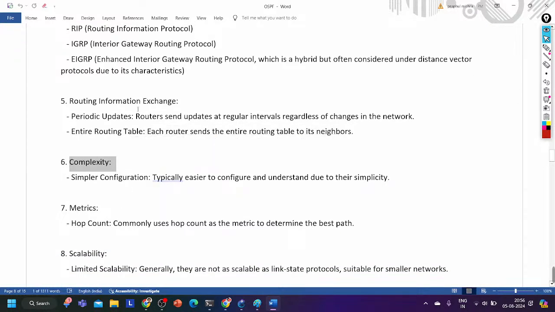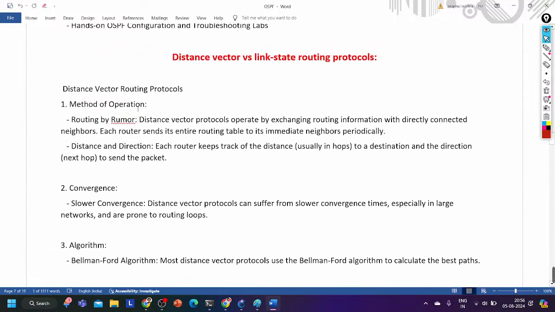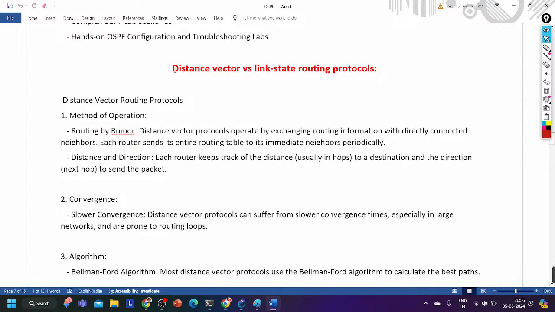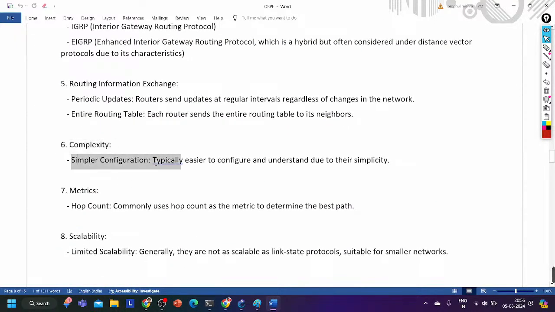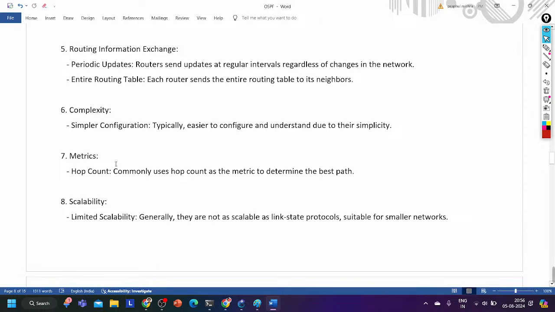Complexity: the good thing about distance vector routing protocols is that they are easy to configure and easy to manage. They have simpler configuration compared to link state routing protocols, and are easier to configure and understand due to their simplicity. See, I taught you RIP and EIGRP, both routing protocols, in maybe 5 to 6 days. But now I am going to take maybe 10 days for a single protocol like OSPF, right? So definitely distance vector routing protocols are easier than link state routing protocols.